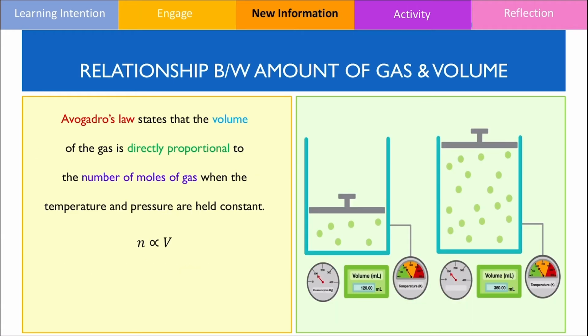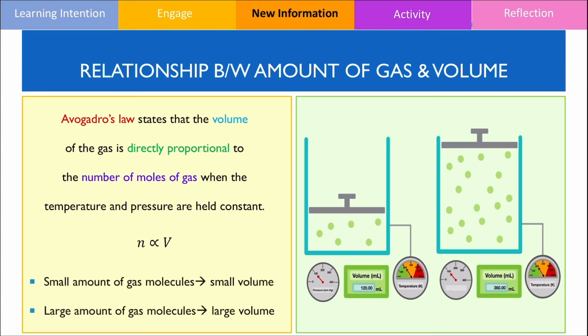The relationship between the amount of substance and volume is discussed in Avogadro's law. It states that the volume of the gas is directly proportional to the number of moles of gas when temperature and pressure are held constant. This makes sense because if you got more particles present, the amount of space the particles will take will also increase if we want the pressure to remain constant.